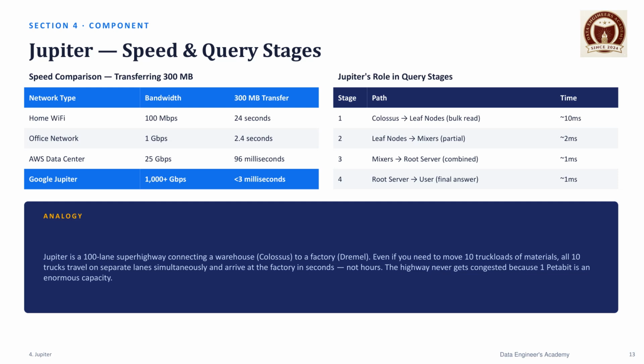To put Jupyter's speed into perspective, transferring 300 megabytes takes 24 seconds on home Wi-Fi, but under 3 milliseconds on Jupyter. This makes remote storage feel as incredibly fast as a local disk.